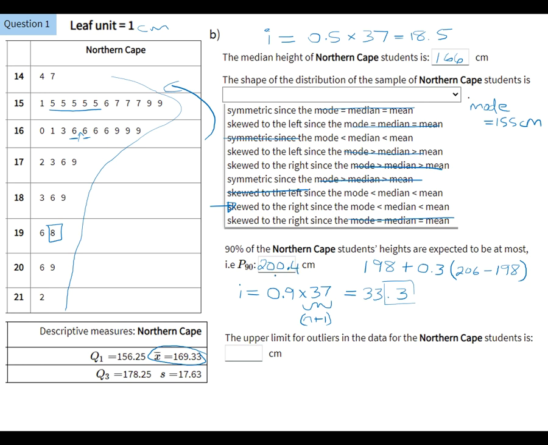Now, let me just double check that. Yes, so 200.4. So, biggest thing to remember is don't use the formula from school. Use the one that we've given you in your textbook.